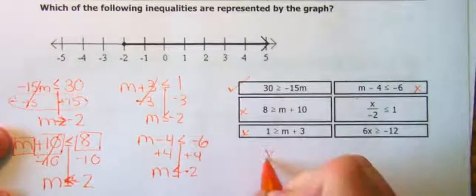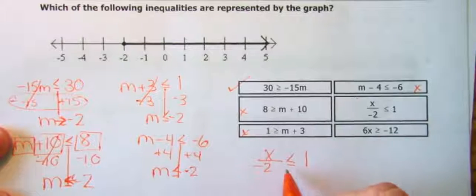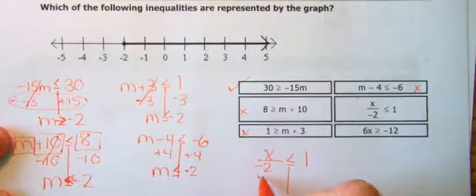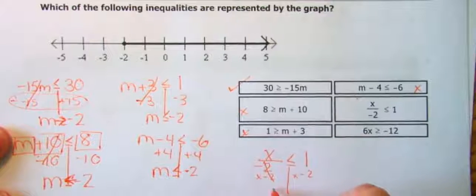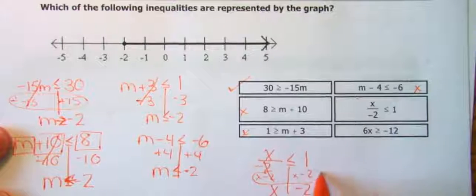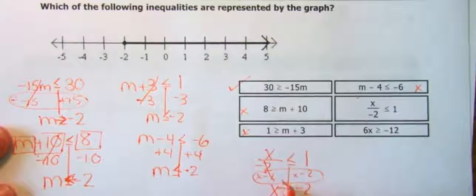Let's see, x over -2 is less than or equal to 1. The opposite of divide would be multiply times -2. So x, -2. Ooh, be careful. When you multiply or divide by a negative, you have to flip your inequality. So now all of a sudden my variable's first. My arrow would point to the right, so that would be the correct answer.